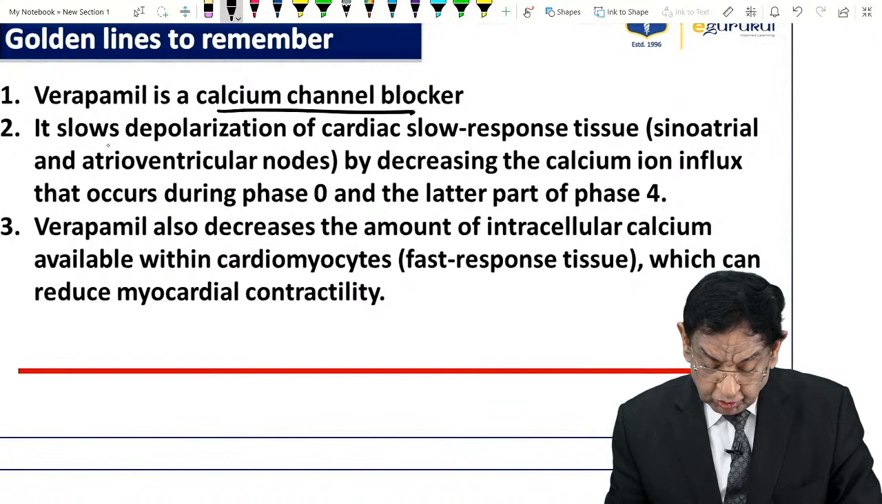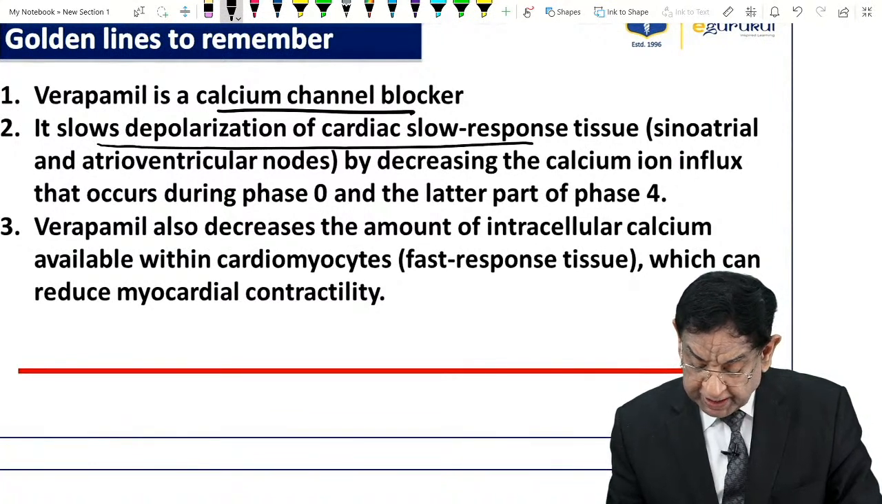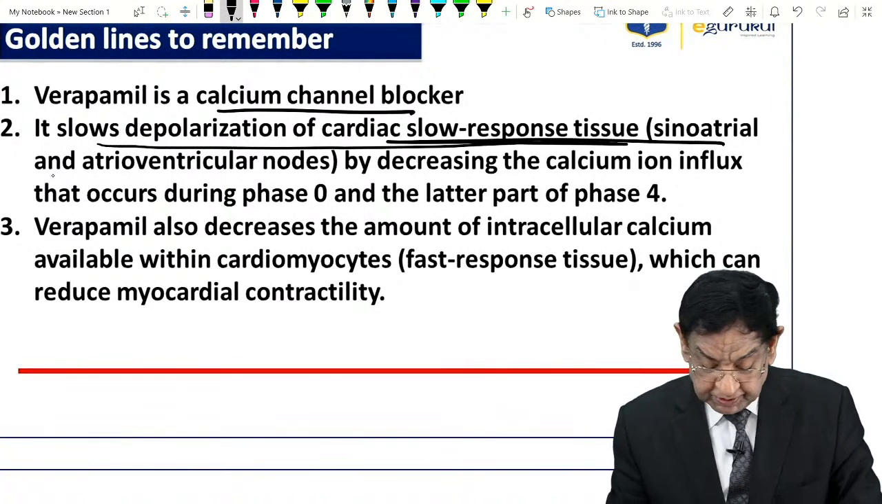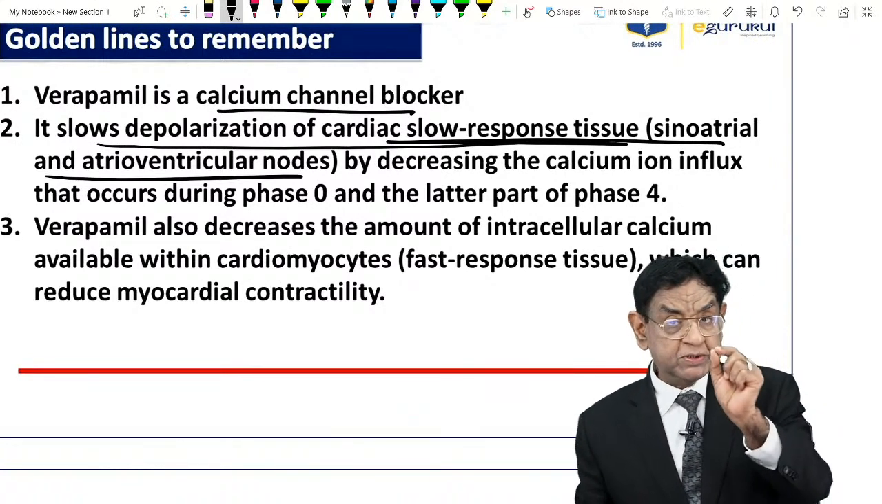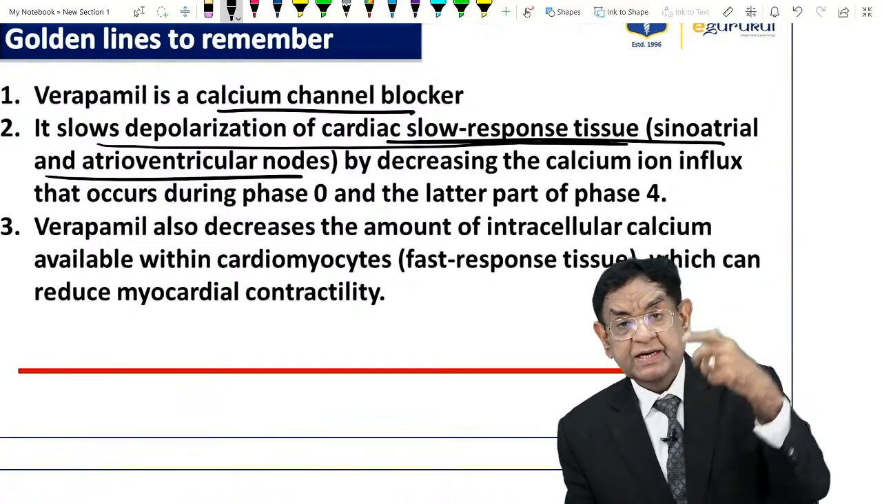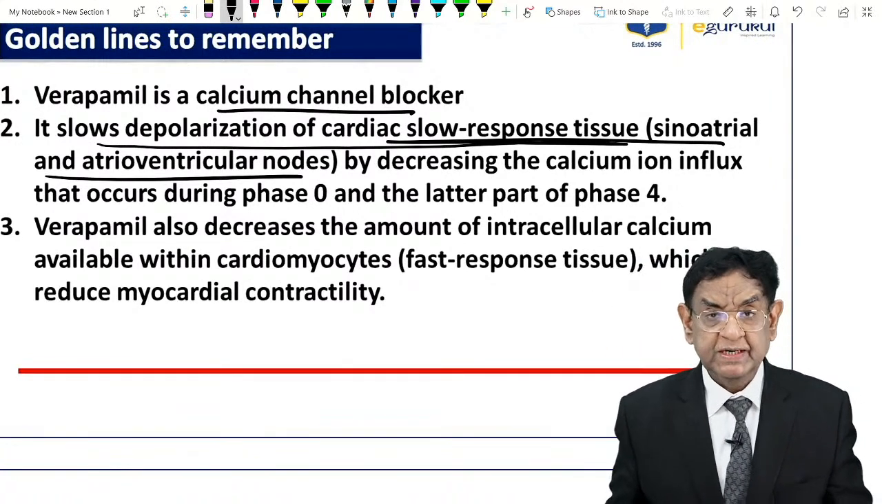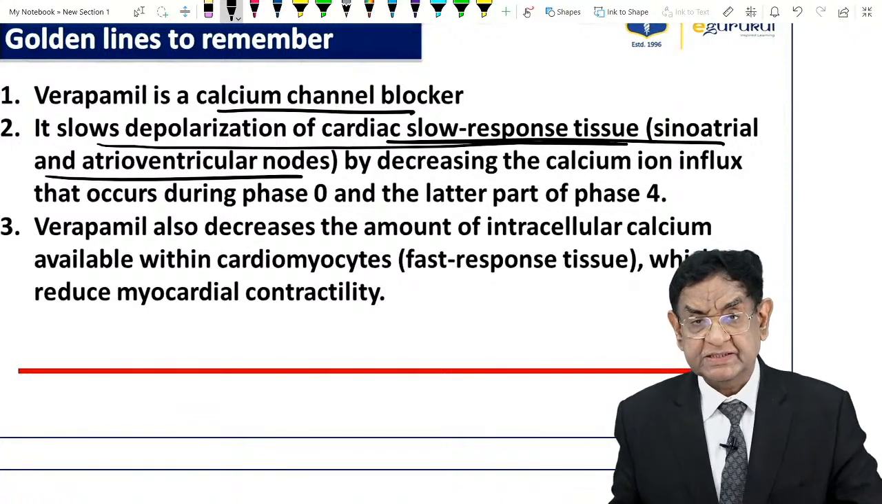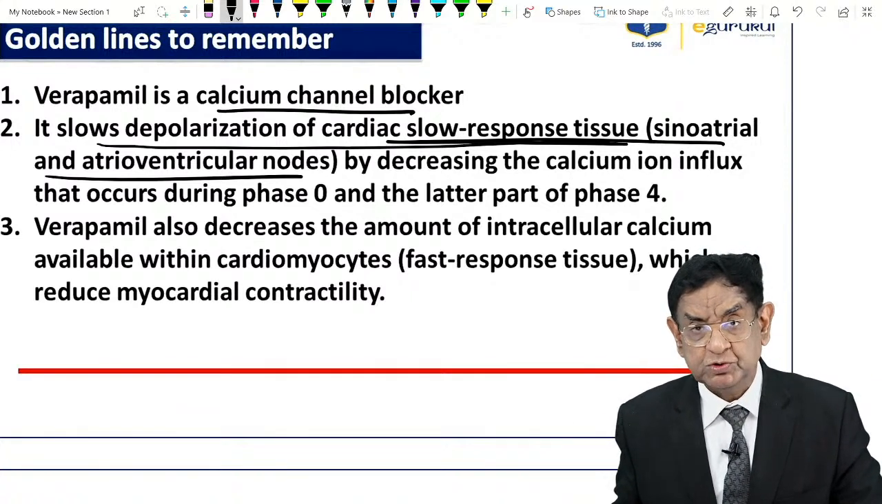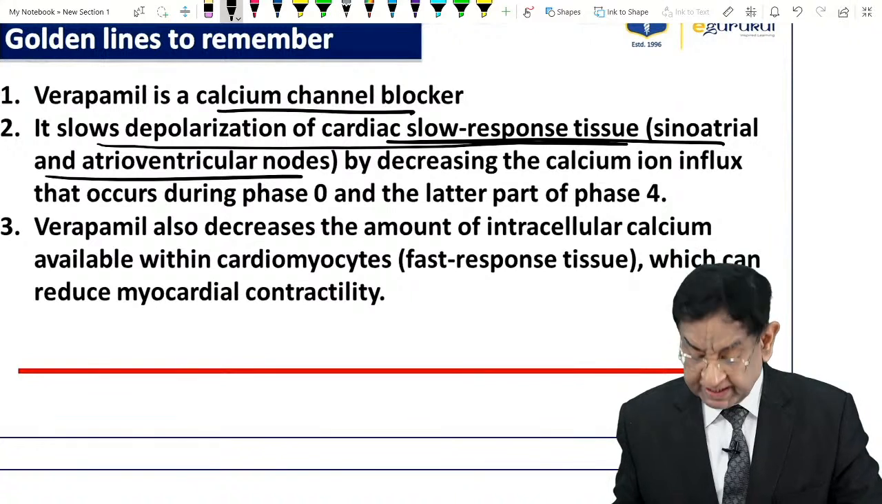It slows depolarization of the slow responsive tissue. Slow responsive tissue are the AV node. In the AV node and SA node, they are going to affect phase 0, which is due to slow inward movement of the calcium.